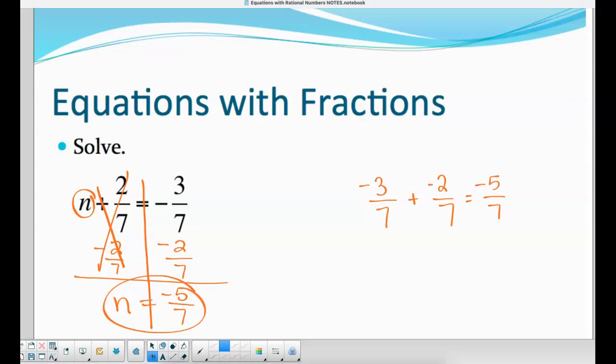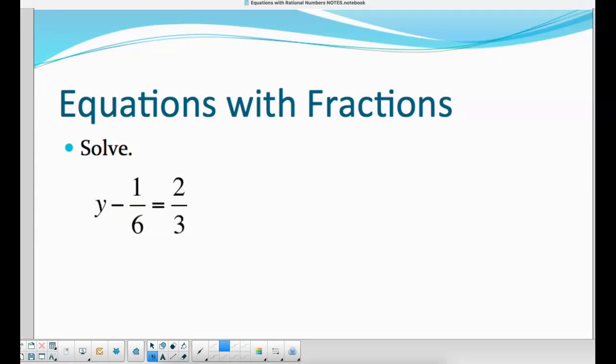Okay. It's not going to hurt you to take the problem over to the side and rewrite it. Okay? Check out the next one. Draw a line by the equal sign, circle the Y.